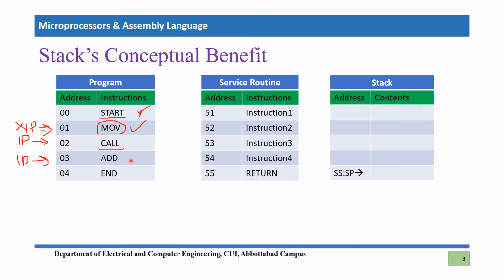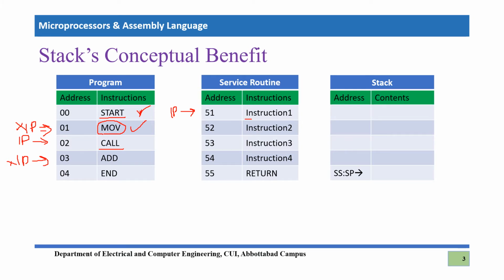Now what will happen? Since IP was pointing to this address, which is add, and that address is 03, suddenly when the call instruction executed, it came to know that this address is no more useful, because the next instruction which is going to execute is this line 51, which is the first instruction of the service routine. So IP will switch here. That will become our IP, because we are going to switch to this service routine now, and the microprocessor is going to execute instructions from this part of the code.